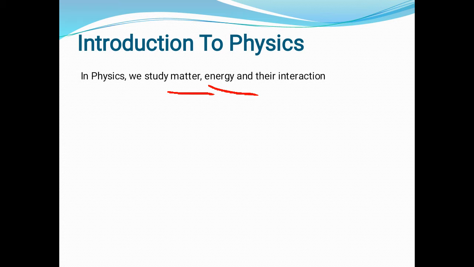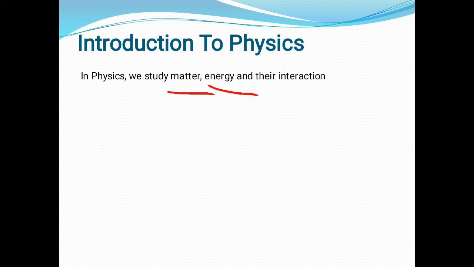If a body is moving, it has kinetic energy. If a body is lifted up from the surface of earth, it possesses potential energy. Energy is always associated with matter, meaning both are very closely related to each other.